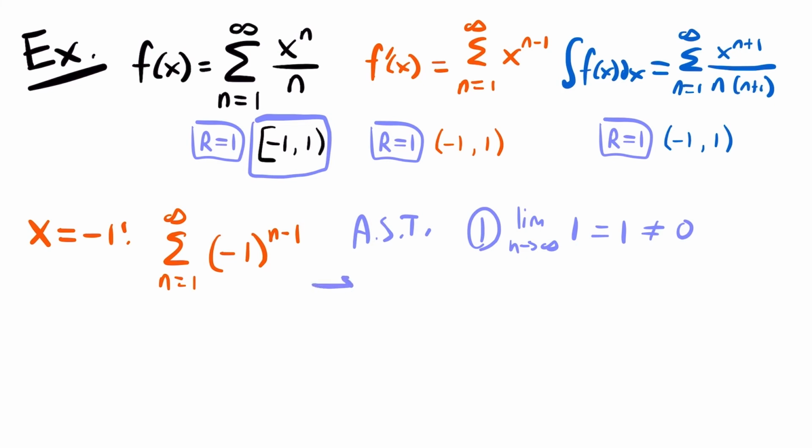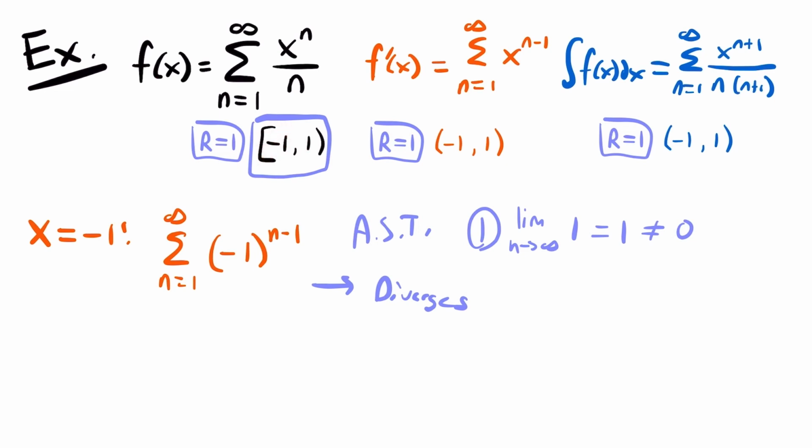Okay, and so since this diverges, -1 will remain not included in the interval of convergence for the derivative. And so you can already see that this is going to be different than the interval of convergence for the original function.